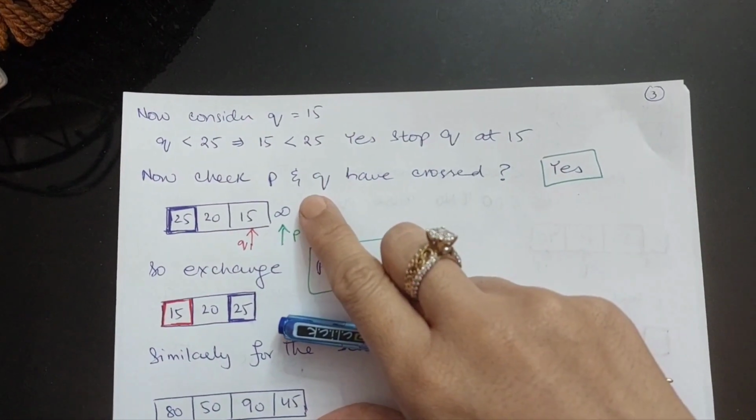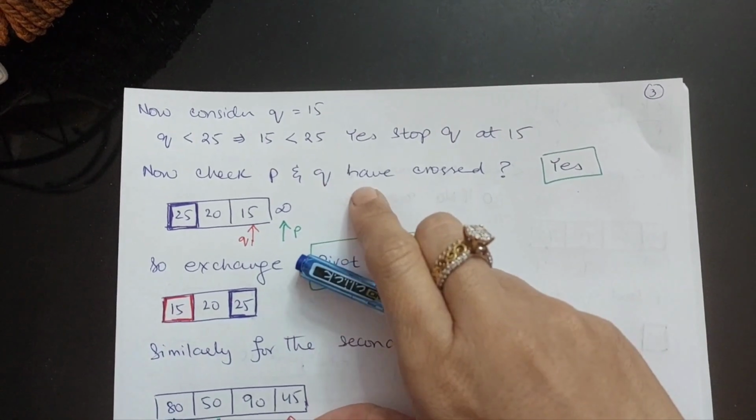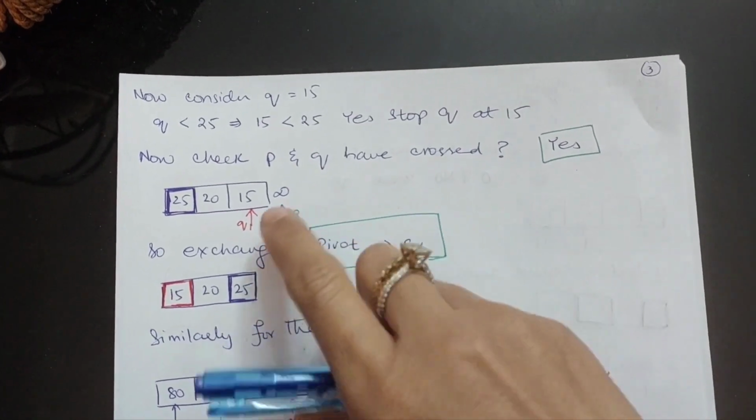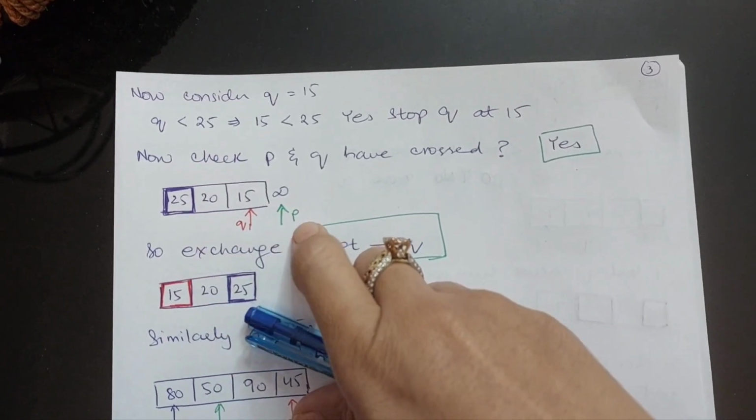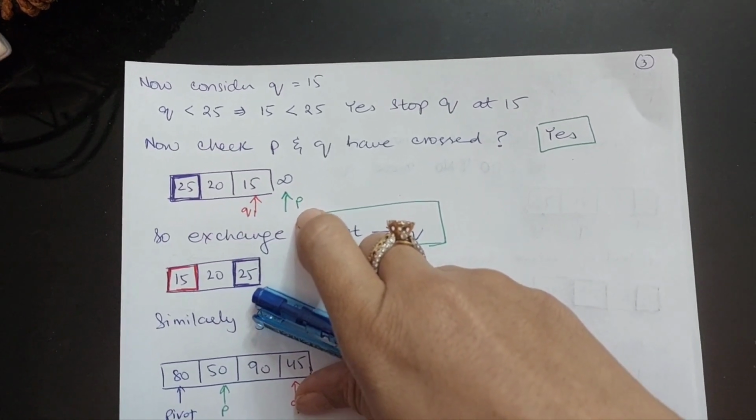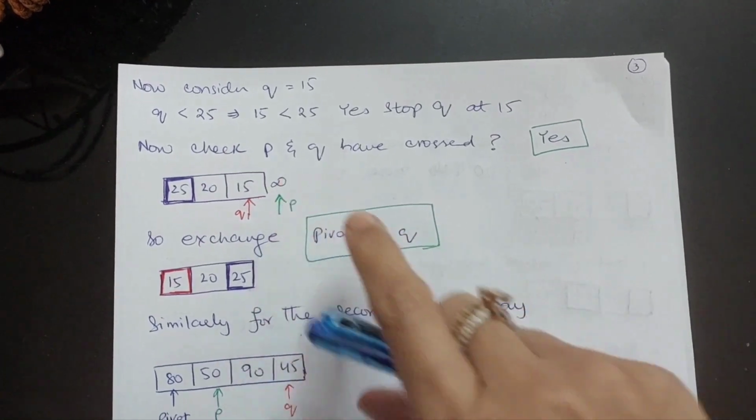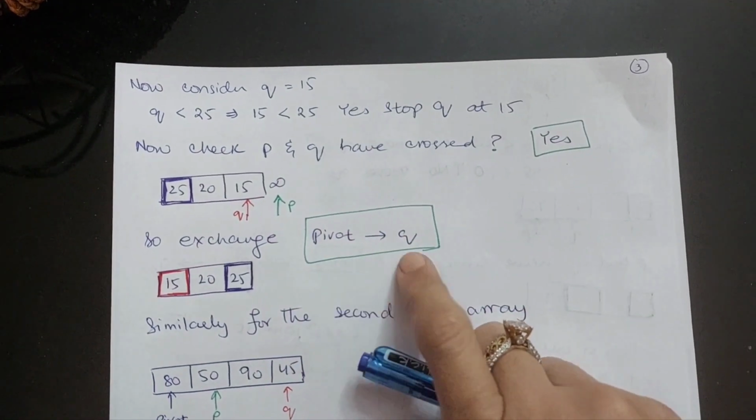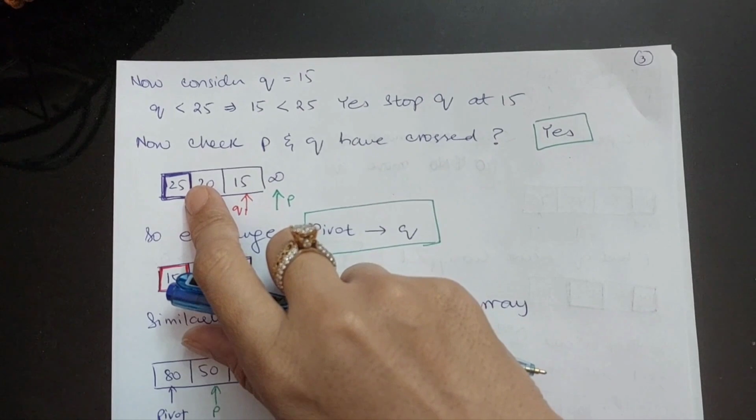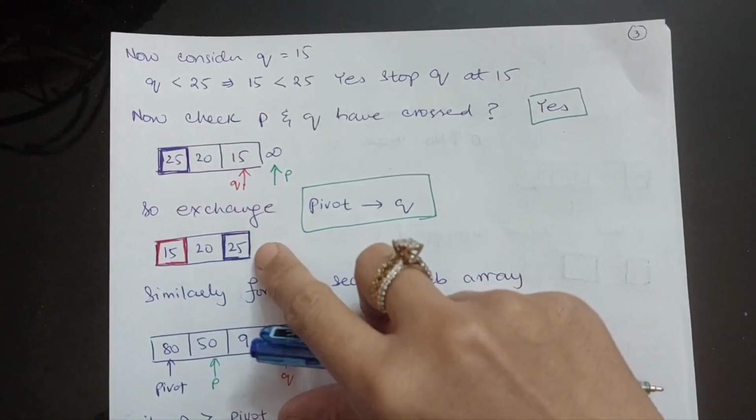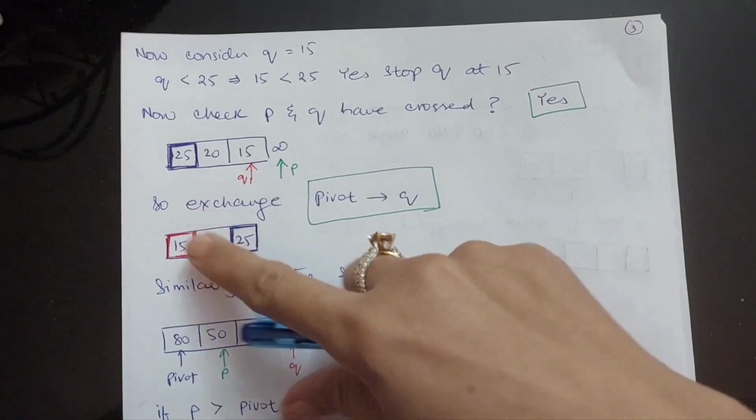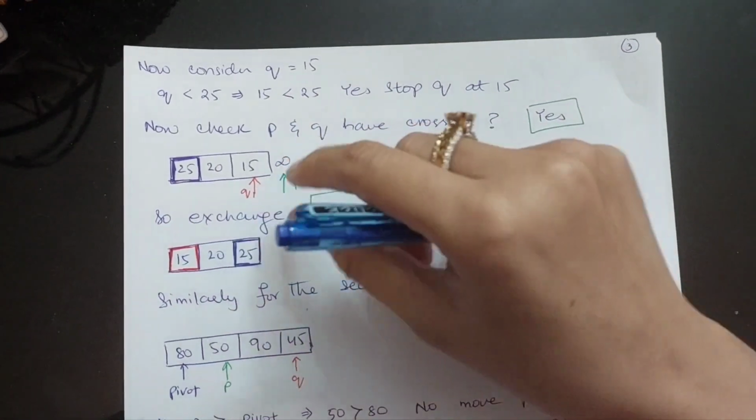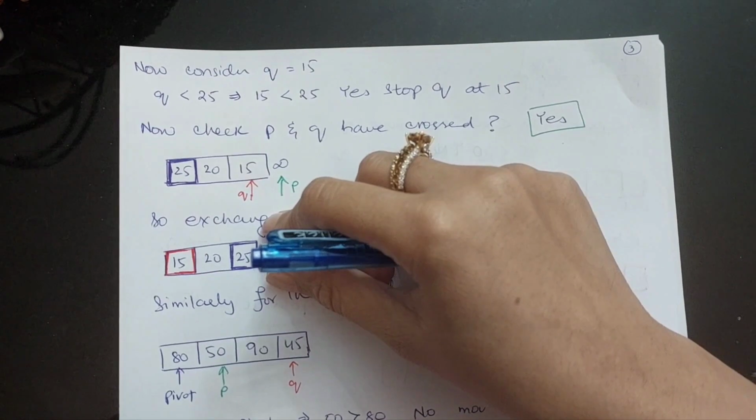Okay, so now we will check whether p and q have crossed. You can see that q is on 15 but p has jumped over to infinity. So yes, they have crossed, and now we will exchange the pivot with q. Previously this pivot was 25, it will jump onto the location of q, and this q is 15, so it will jump onto the location of 25. So you can see that this smaller sub array has been sorted.